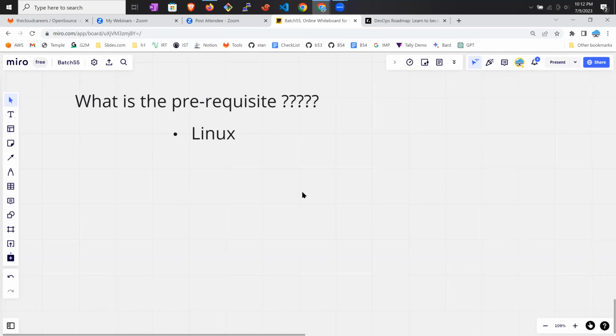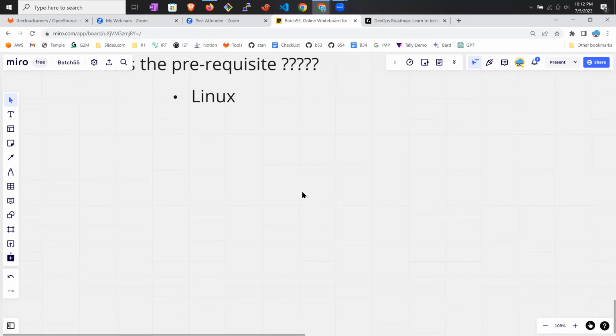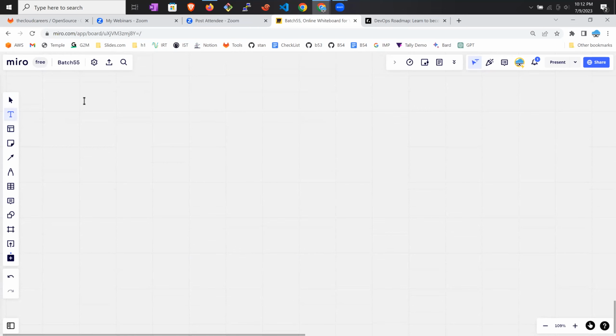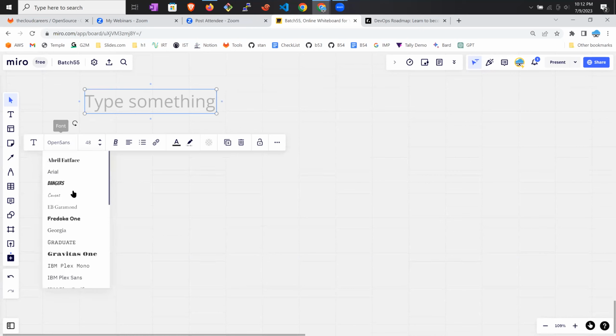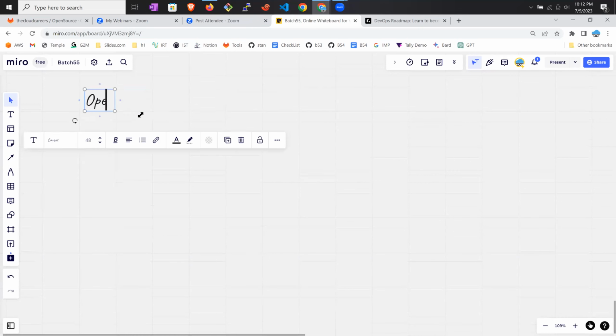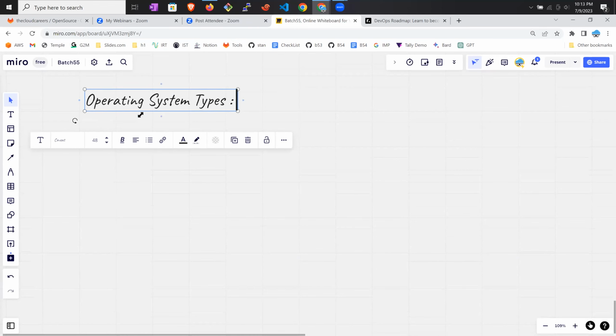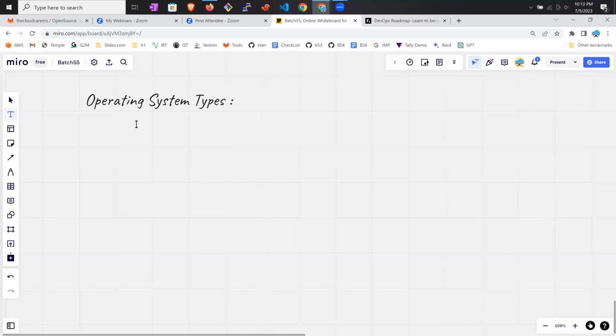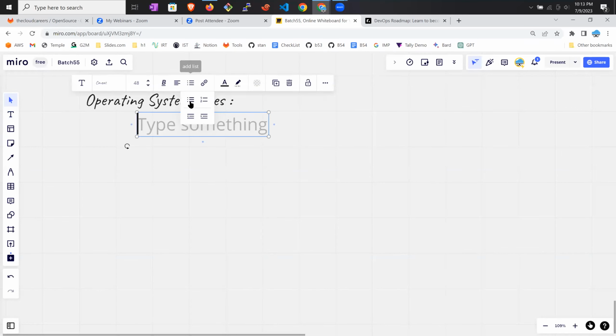So first thing, what is Linux? Anyone? Okay, even before we go to Linux, we need to understand a couple of things. What is that? How many types of operating systems are there? Let's talk about it. Operating system types. Okay, there are a lot of operating systems, but if you talk about operating system types, there are two varieties of operating systems in general.